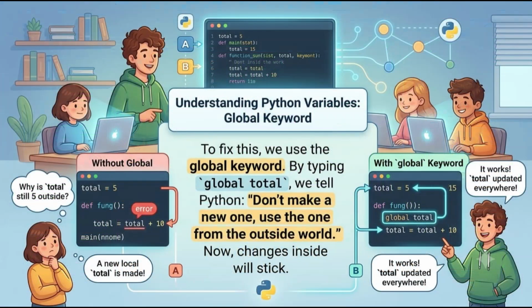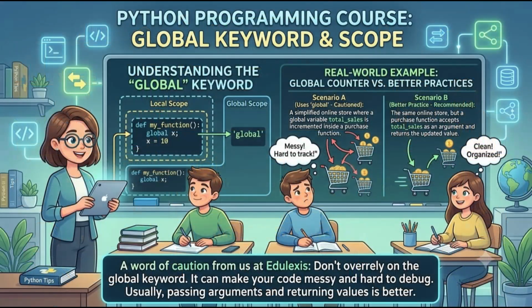To fix this, we use the global keyword. By typing global total, we tell Python, don't make a new one, use the one from the outside world. Now, changes inside will stick. A word of caution from us at Edulexis: don't over-rely on the global keyword. It can make your code messy and hard to debug. Usually, passing arguments and returning values is better.